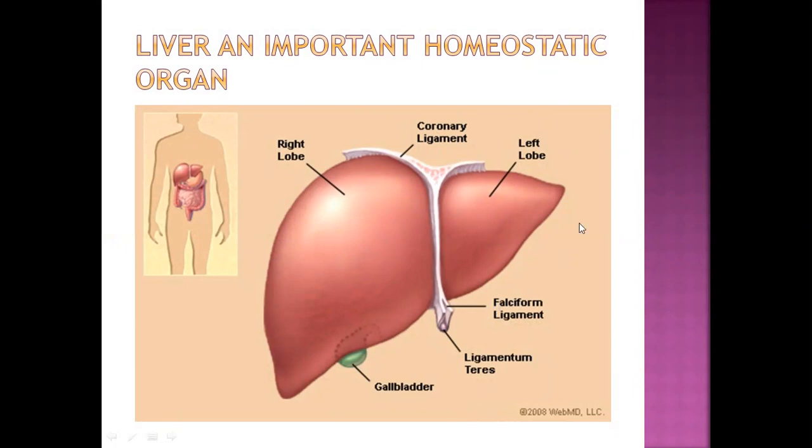As you see in the picture, the liver has two lobes. One lobe is larger and one lobe is smaller, and in between these lobes ligaments are present which attach the lobes together. And here is a green ball-like structure which is called the gallbladder. It collects bile from the liver and excretes it into the small intestine.